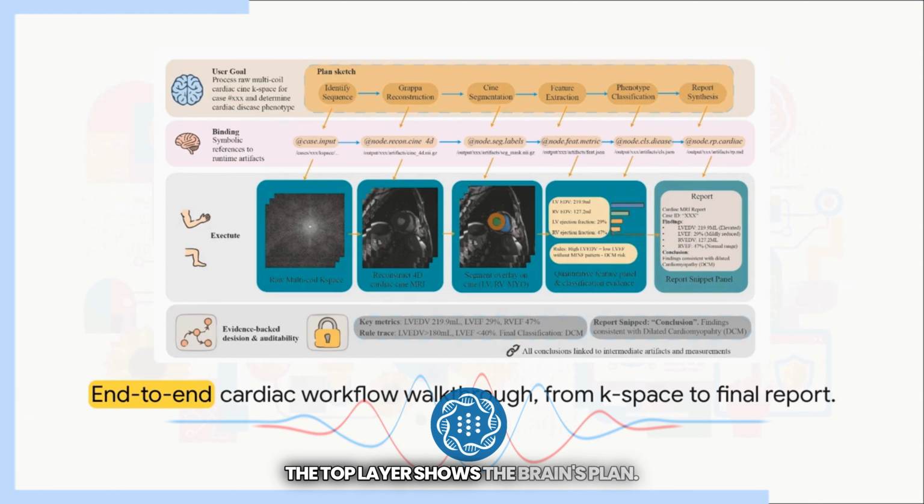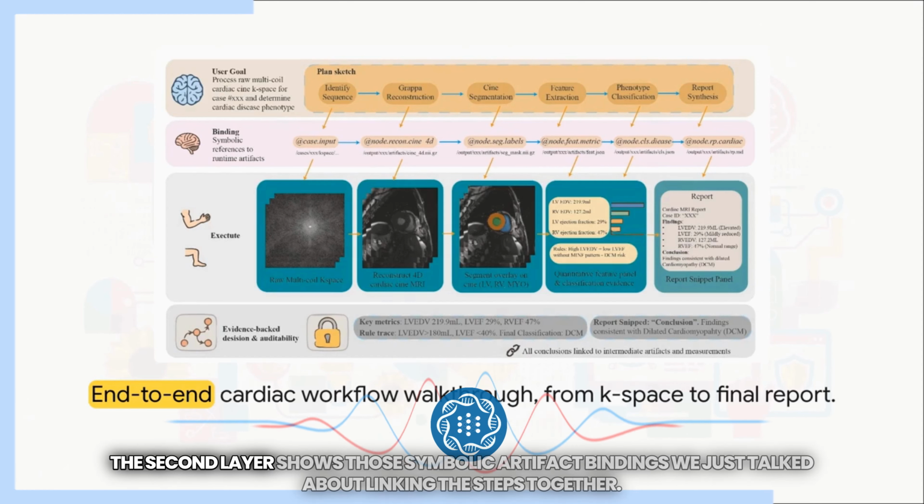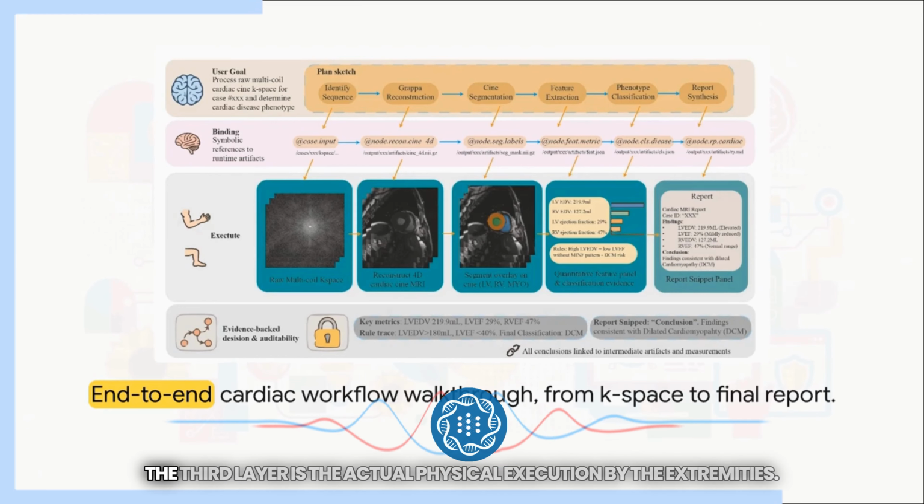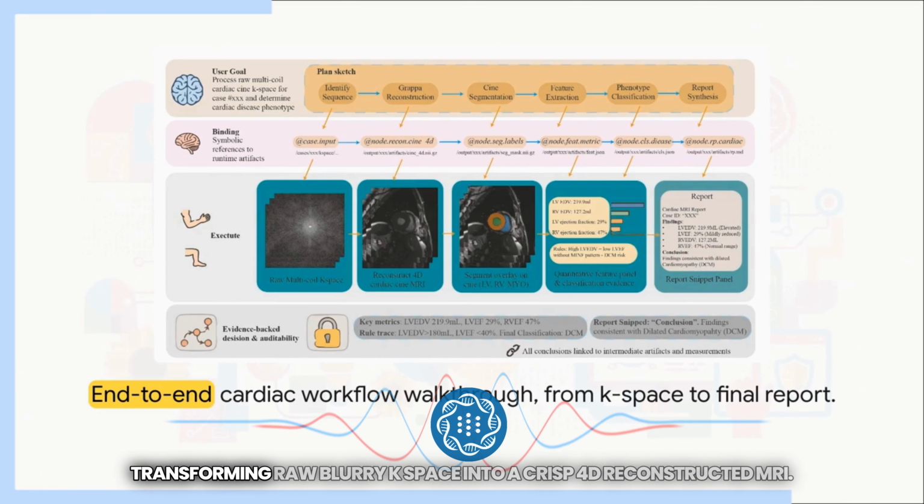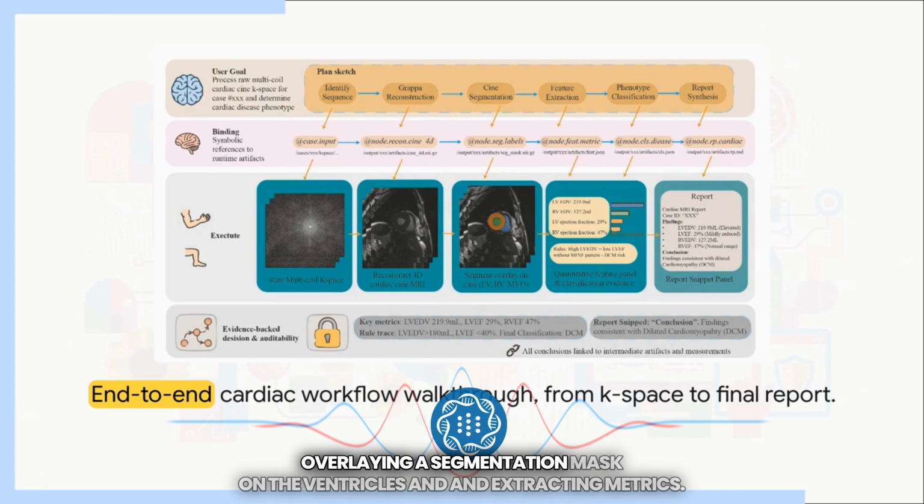The top layer shows the brain's plan. The second layer shows those symbolic artifact bindings we just talked about, linking the steps together. The third layer is the actual physical execution by the extremities, transforming raw, blurry case space into a crisp 4D reconstructed MRI, overlaying a segmentation mask on the ventricles, and extracting metrics.